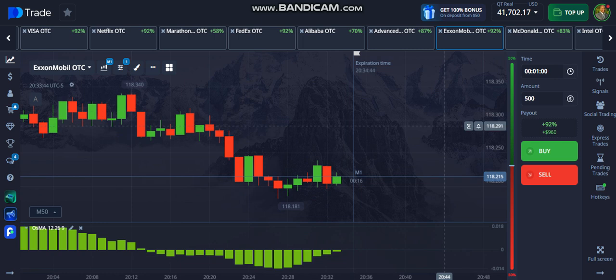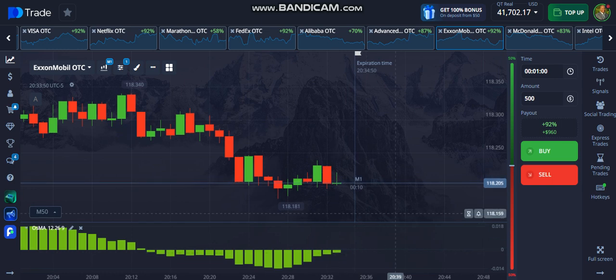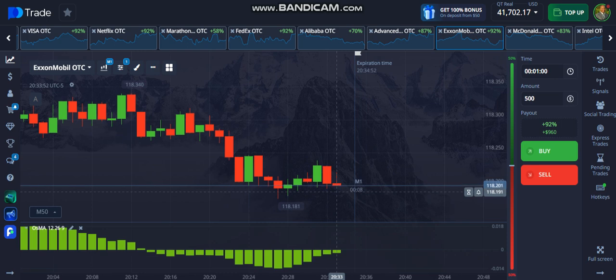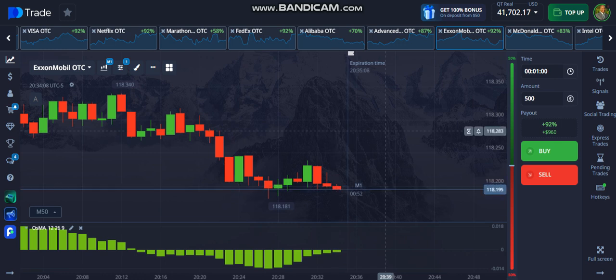Okay, so I'm on ExxonMobil OTC, and I'm very close to the zero line on the histogram. So I wanted the candle to close. It was green, now it just turned red. So we're not going to take this trade. I was thinking that it was going to close green. So let's look for another setup.